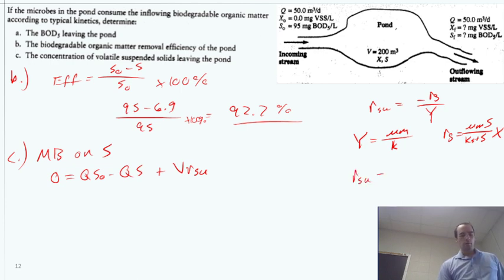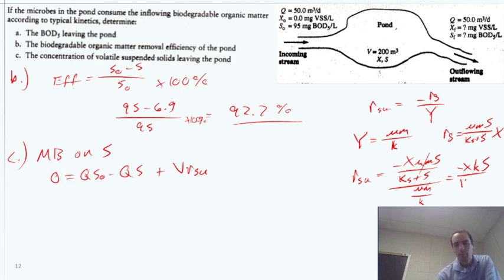So RSU then should be, essentially, negative x times mu max s divided by ks plus s, then divided by the y, which is mu max divided by k. So the mu maxes will cancel, and we'll end up with negative x times lowercase k times s divided by uppercase ks plus s. So then that will go into there. So we'll pick up there next time and finish this problem.